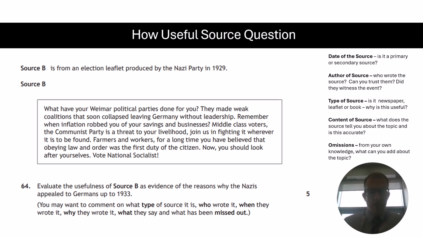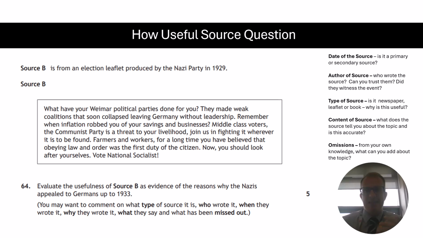So in the exam you have to complete some how useful questions, and the question is always worth 5 marks, and it always begins with evaluate the usefulness of source B as evidence about a topic. So to get 5 marks you could talk about the type of source.